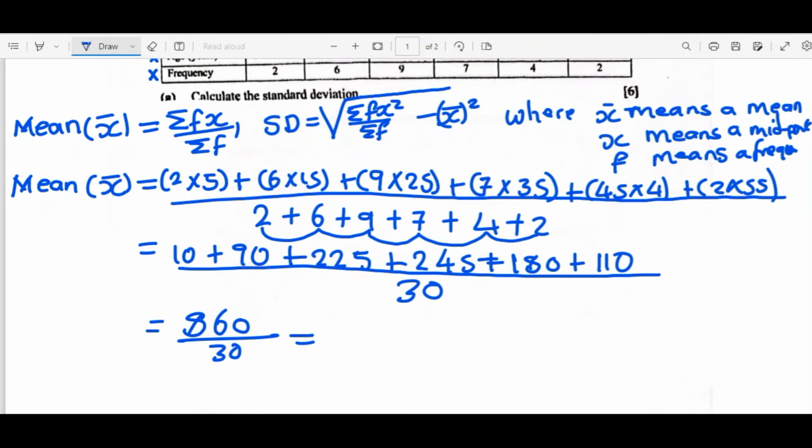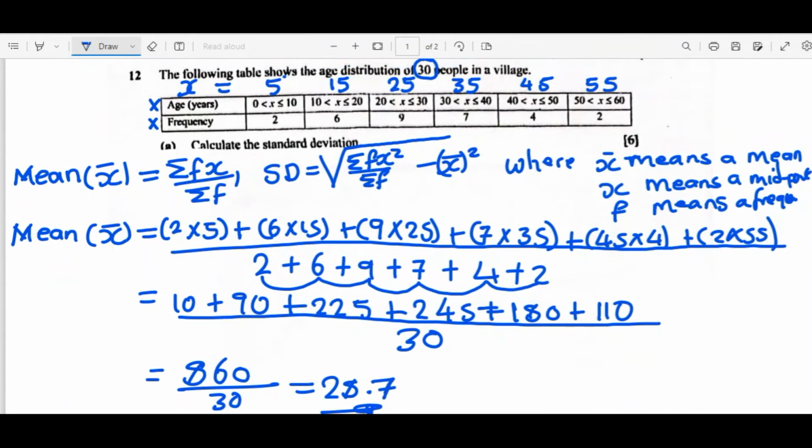So if we divide by 30, my final answer is 28.66, which is 28.7 as our mean. Now after we are done finding the mean, we need to find now this expression here. So this is what we are going to do.